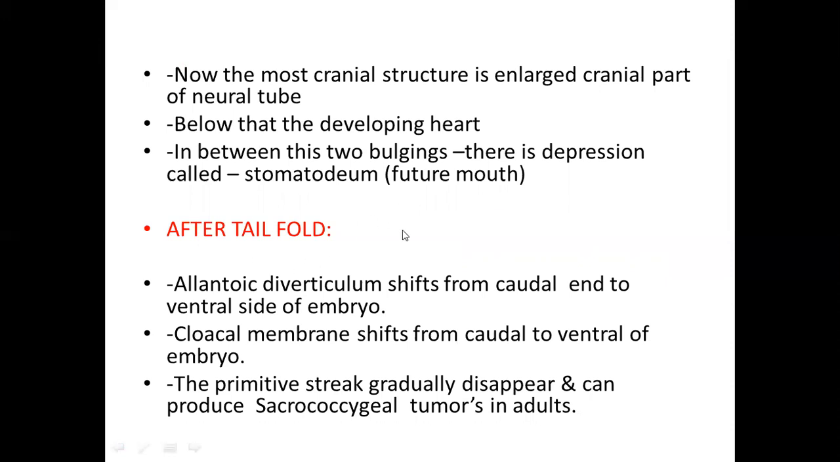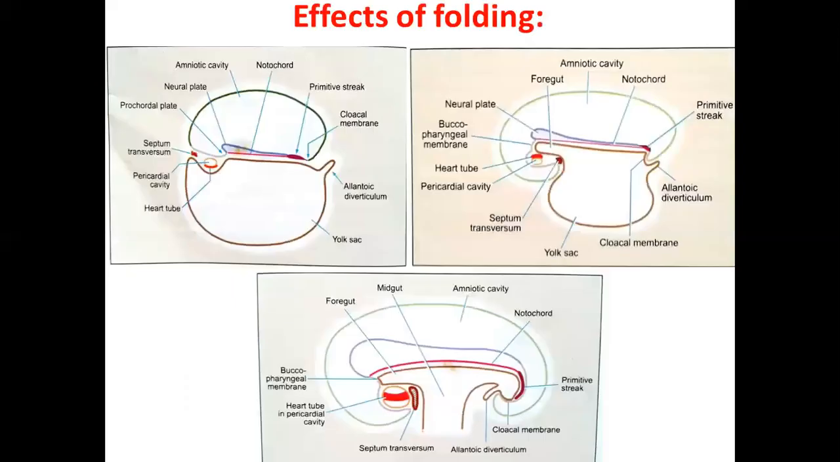After the tail fold, on the posterior side, you get a lot of changes. The allantoic diverticulum shifts from caudal to the ventral side, anterior side of the embryo. The cloacal membrane shifts from caudal to the anterior part of the embryo. The primitive streak gradually disappears and can produce sacrococcygeal tumors in adults. So once the role of the primitive streak is over, it slowly disappears, but sometimes in some people it remains, and it may convert into sacrococcygeal tumors. So they come from the remnants of the primitive streak. They can convert into carcinoma or tumor-like parts.